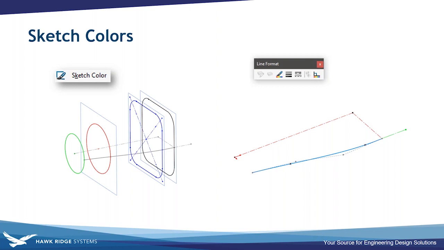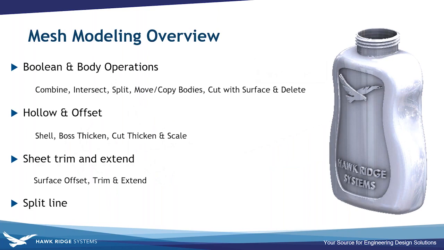A new mesh body type was introduced in 2018, which allows you to work with STL and other mesh file types. Some of the tools that work with mesh bodies are your Boolean operations, hollowing, offsetting, trimming, extending, and splitting. And this was all introduced in 2018.